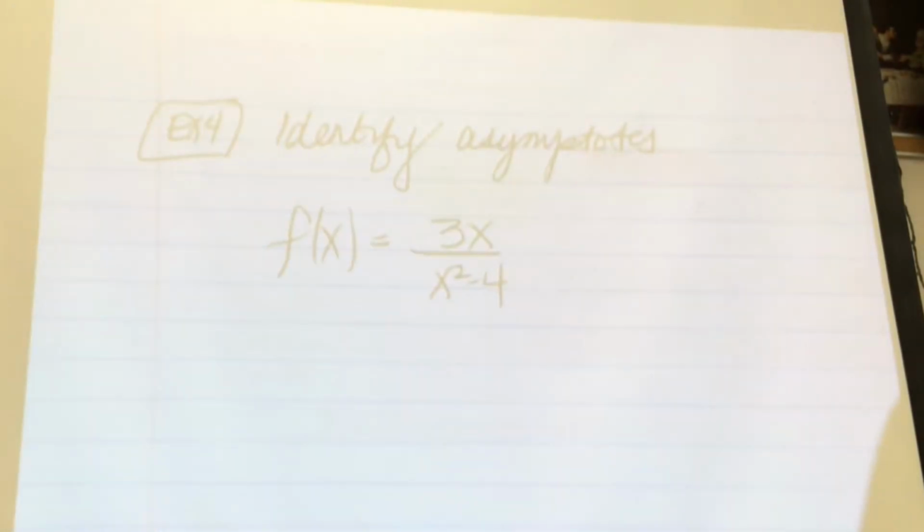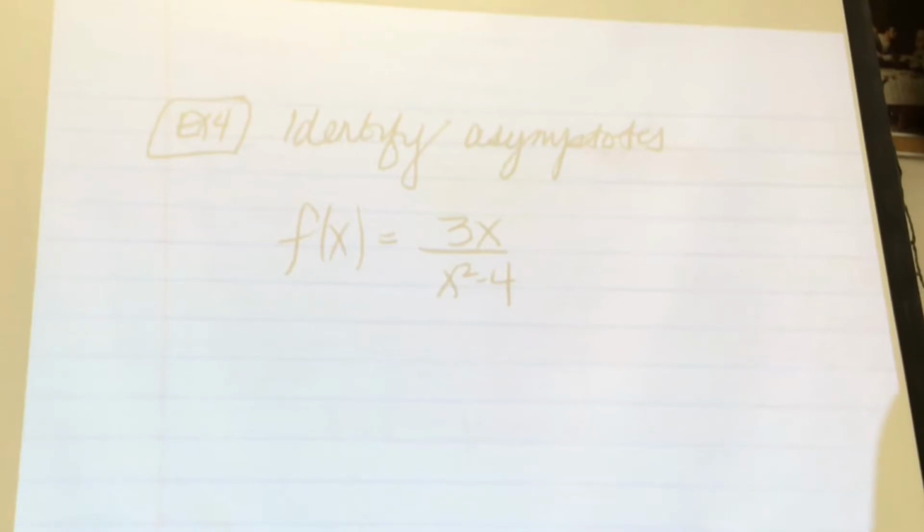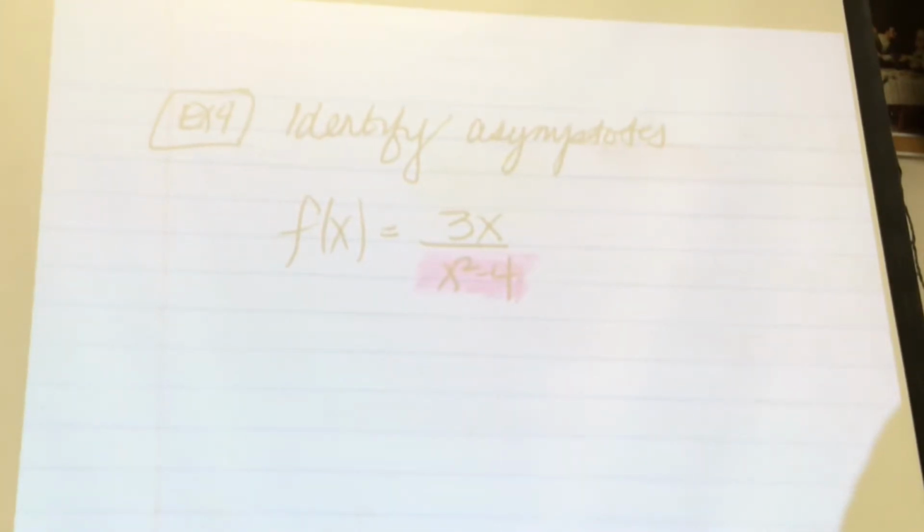All right, example 4. If I ask you to identify the asymptotes, we're going to just do that first step. We're going to set the denominator equal to 0. So I have f of x is equal to 3x over x squared minus 4. Today we're only doing vertical asymptotes. Tomorrow I'm going to talk about horizontal. So the only thing I care about tonight is the vertical asymptotes.